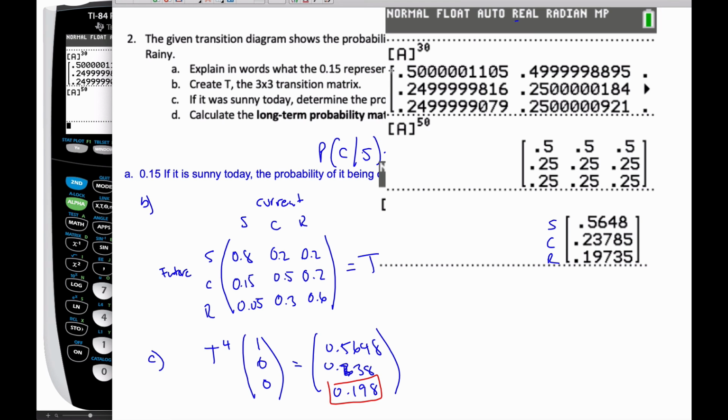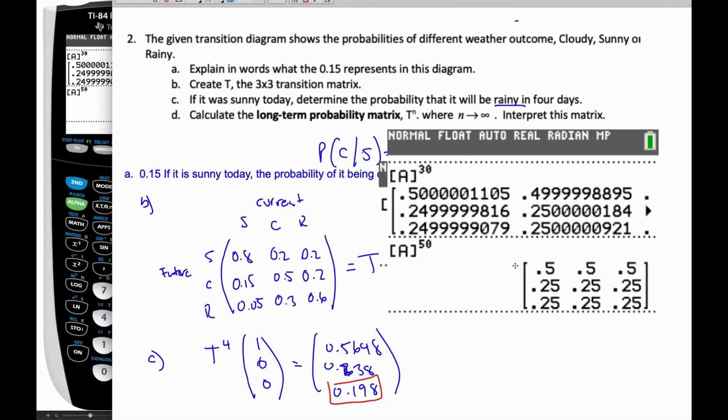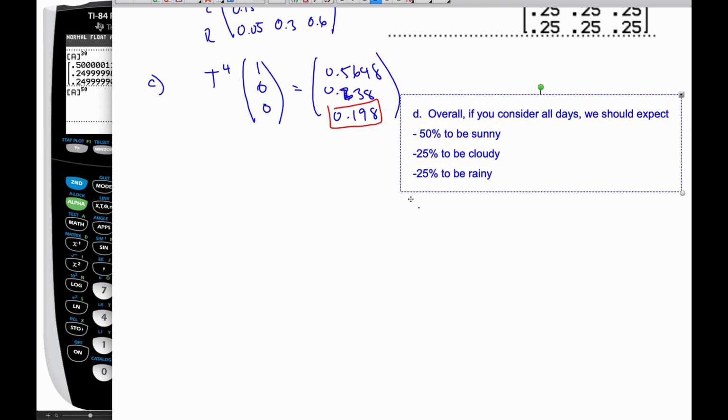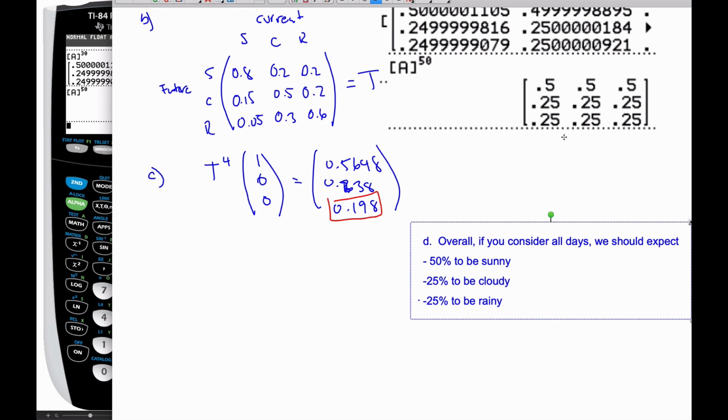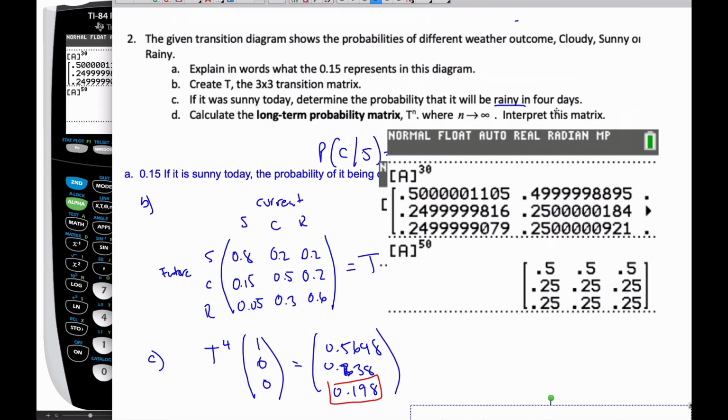And so what I know is that over the long haul, these are the values. 50% of the days are going to be sunny overall, 25% are going to be cloudy, and 25% are going to be rainy, no matter what. That is the long-term probability of all these particular outcomes. If I consider writing this out, we can see that overall, if you consider all the days, we should expect to see 50% sunny, 25% cloudy, and 25% rainy. And so we can use this idea of a long-term probability matrix, raised to a large power, to see the overall trend and know that overall 50% of the days are sunny.